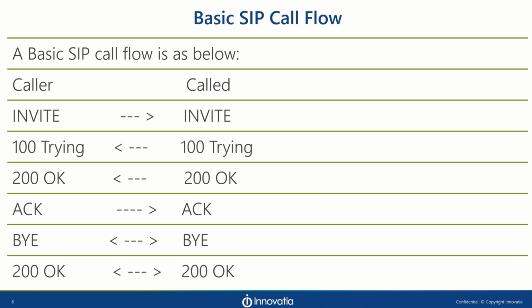A 100 trying and a 200 OK will then be generated by the called party and sent back to the caller. Then an ACK will be created by the caller and sent to the called party. And once the conversation has finished, a bye message will be generated, and a 200 OK will be created and sent to the sender of the bye.